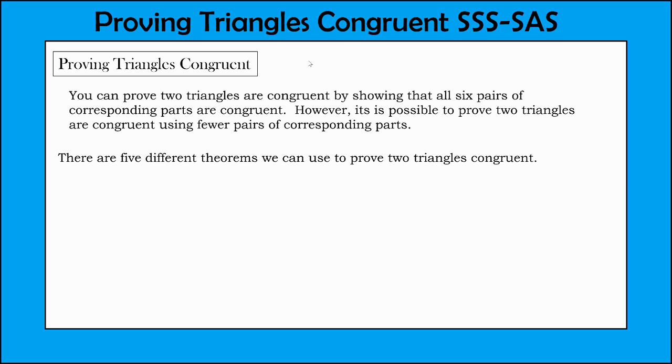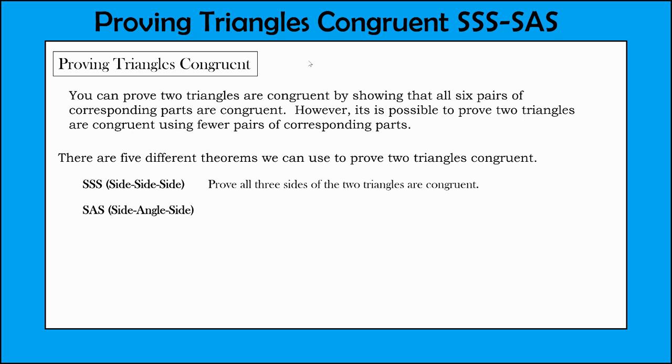The five different properties we could use are, first, the side-side-side property, which basically says we have to prove that all three sides of one triangle are the exact same lengths as all three sides of another triangle. If I can prove all three sides are congruent in the two triangles, then all the other parts have to be congruent as well, which means all the interior angles have to match up too.